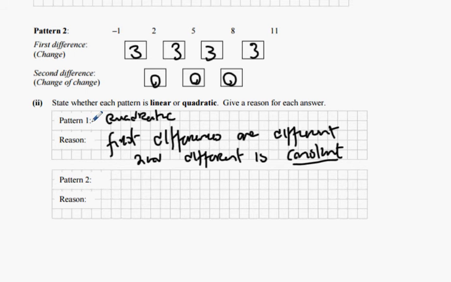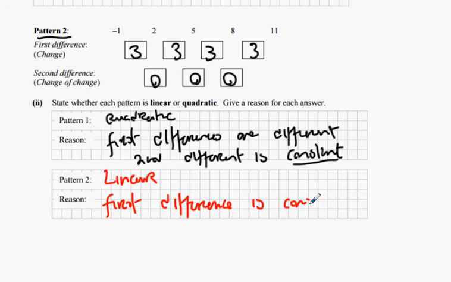And what about pattern 2? What is it? It's linear because first difference is constant. Everybody right with that?